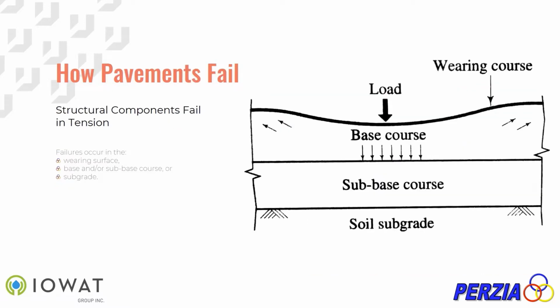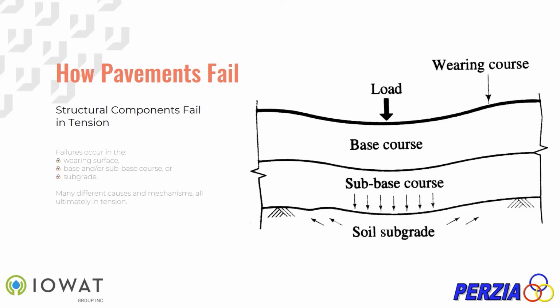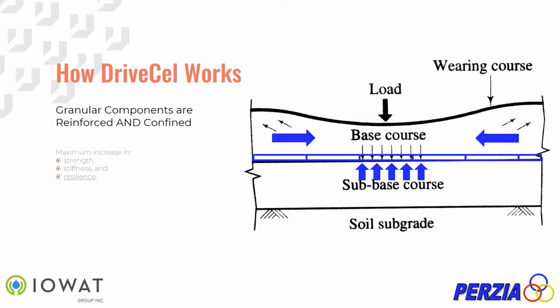Pavement structures are strong in compression but weak in tension. They can fail in different locations, from different causes and mechanisms, but ultimately they fail in tension. DriveCell stiff geocells strengthen pavement structures by combining the best of both worlds from geogrids and flexible geocells by reinforcing and confining. This results in the maximum strength, stiffness, and most importantly, resilience for flexible pavement structures.